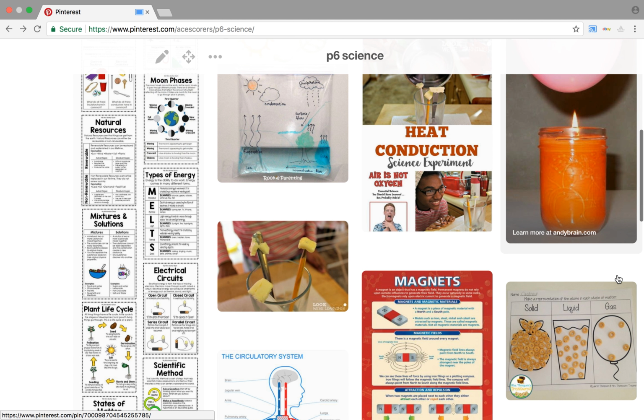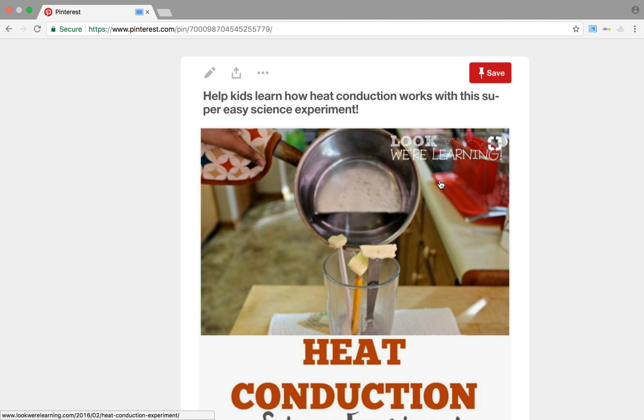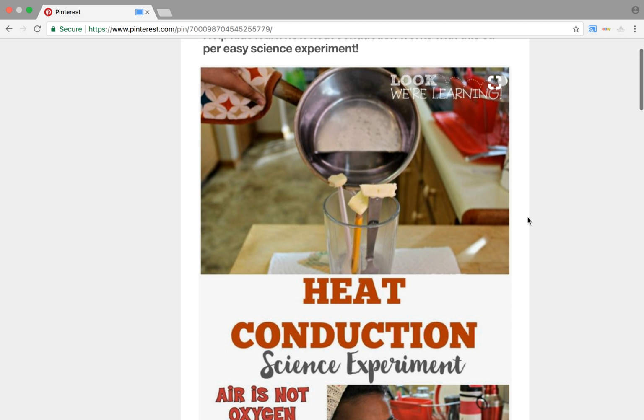Next. Right, so this is an experiment. This is the experiment where they put hot water.